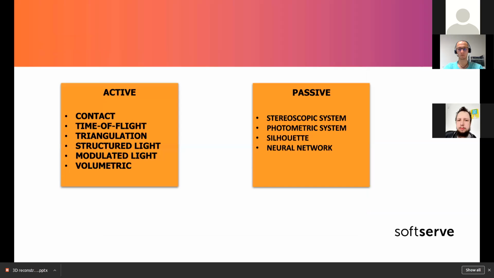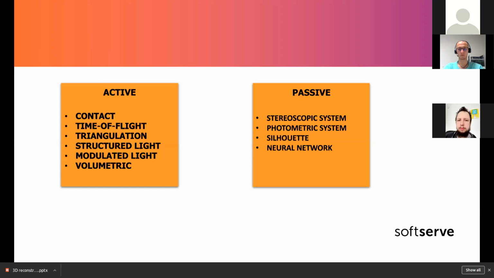So in general, we can divide 3D reconstruction into two categories: active and passive methods. Active methods are like contact methods that could be used to physically measure the depth of the target object.